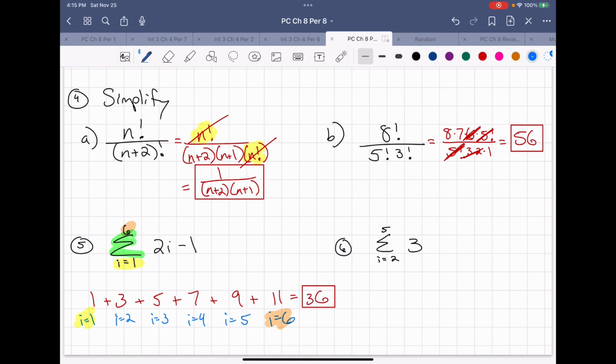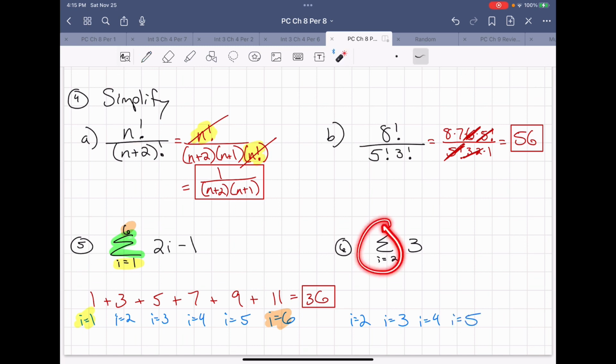Number 6. You're going to start at n equals 2. This time I should start with the i, like I said. i equals 2, 3, 4, 5. Notice from 2 to 5, there's 1, 2, 3, 4 numbers, right? People always think, oh, 5 minus 2, there's going to be 3 numbers. No, it's 1 more than you think.